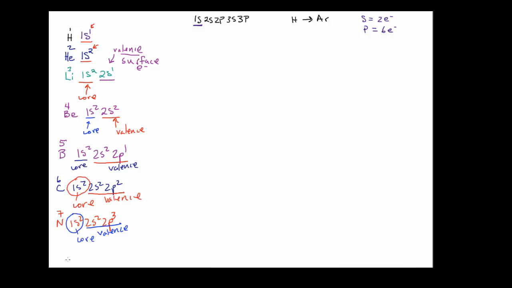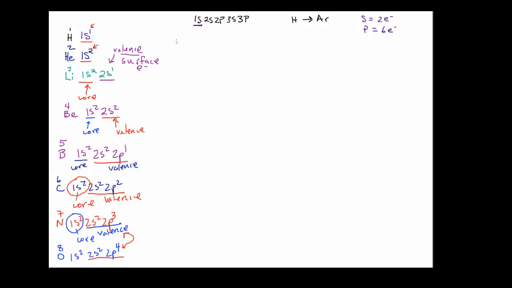All right, next element to the right is oxygen. Atomic number 8. 1s2, 2s2, 2p4. 4 and 2 is 6. Oxygen is in group 6A. So here's my valence. Underlined again. All right, and the 1s2 electrons are the core.